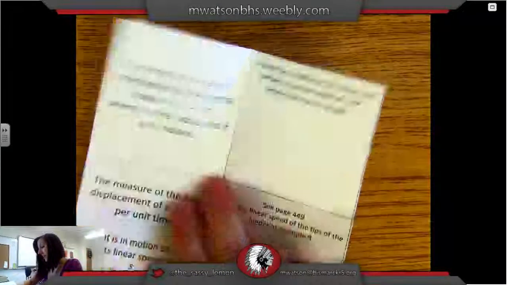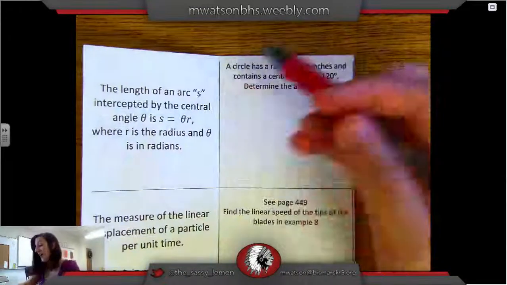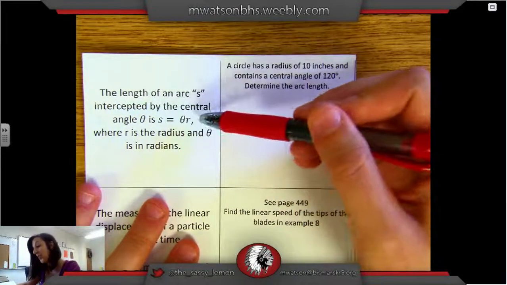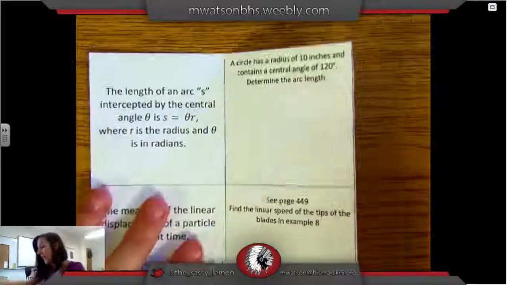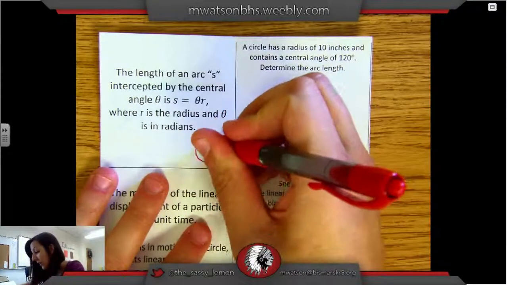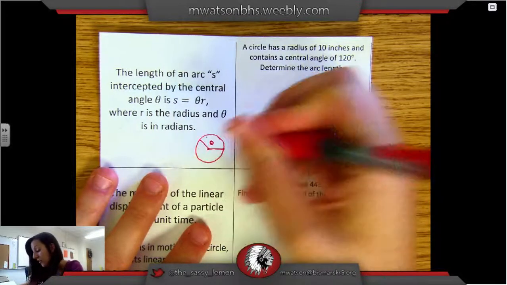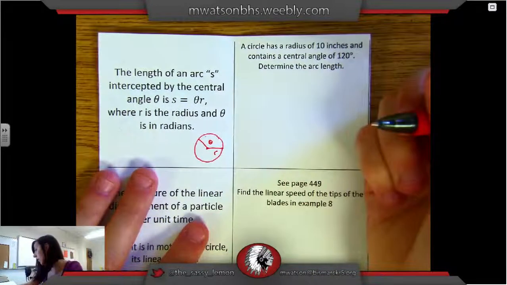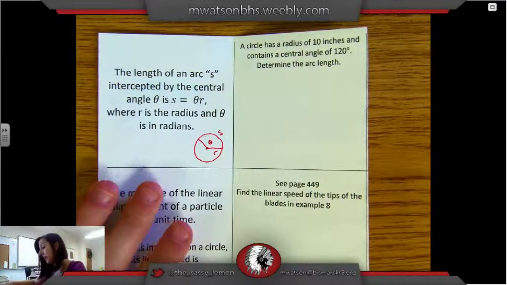Okay, so let's go ahead and look at this formula that I was referring to. The length of an arc S intercepted by a central angle theta is S equals theta r, where r is the radius and theta is in radians. Whoa, okay, let's break that down a little bit. I like to draw a picture, so I'm going to draw a circle pretty similar to what I just drew a second ago. And we're going to draw an angle in here, so I'm going to make it obtuse. We don't know our angle length, so it's called theta. And our radius is right here, and it's r. And then I just described to you the arc length is this outside S. So now we kind of have something to look at.